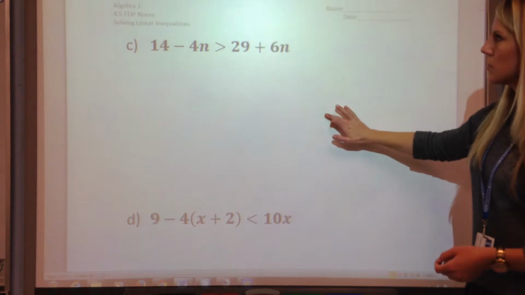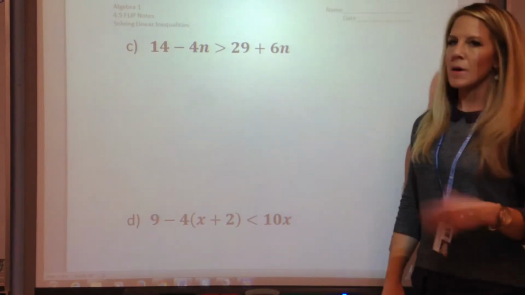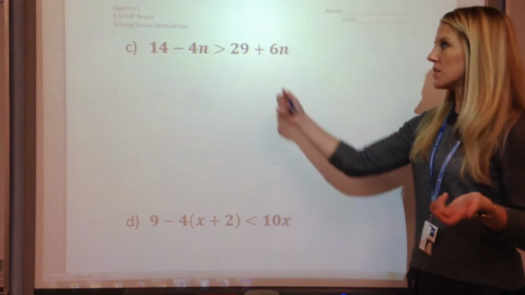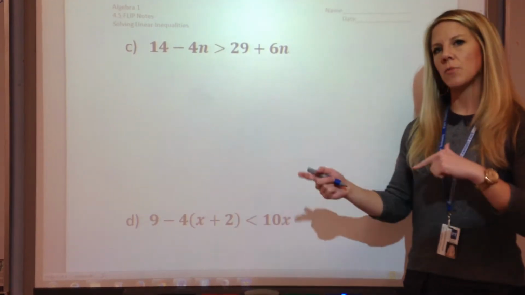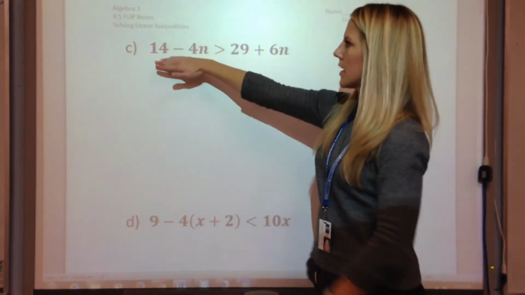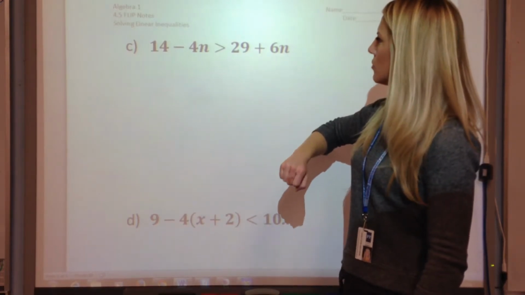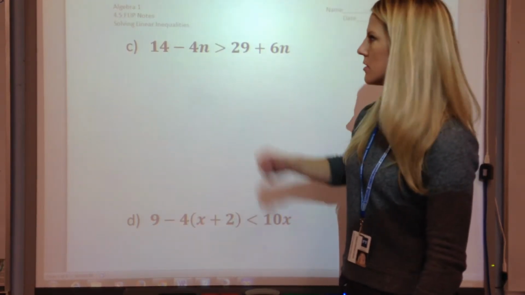All right, looking at this one, 14 minus 4n is greater than 29 plus 6n. So maybe take a minute, stop the video, and see if you can solve this one on your own, and then come back and check to see if you get it correct. Okay, so again, left side, can I combine any like terms? No. Right side, can I combine any like terms? No. So now, goal: variable to one side, constants to the other.